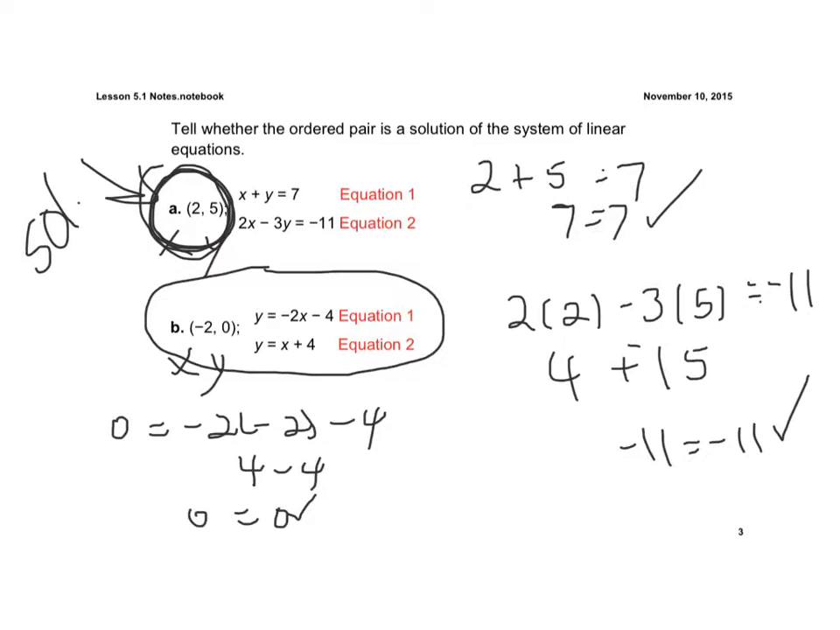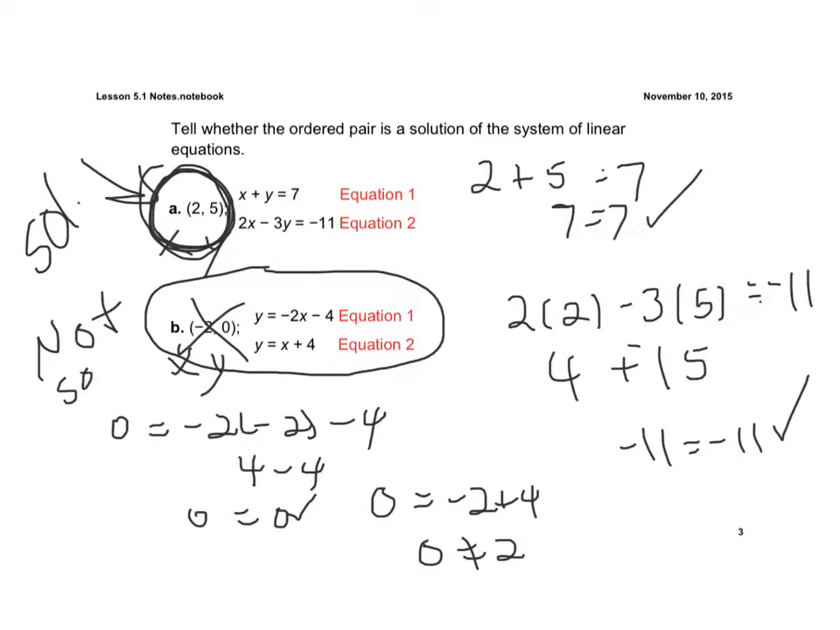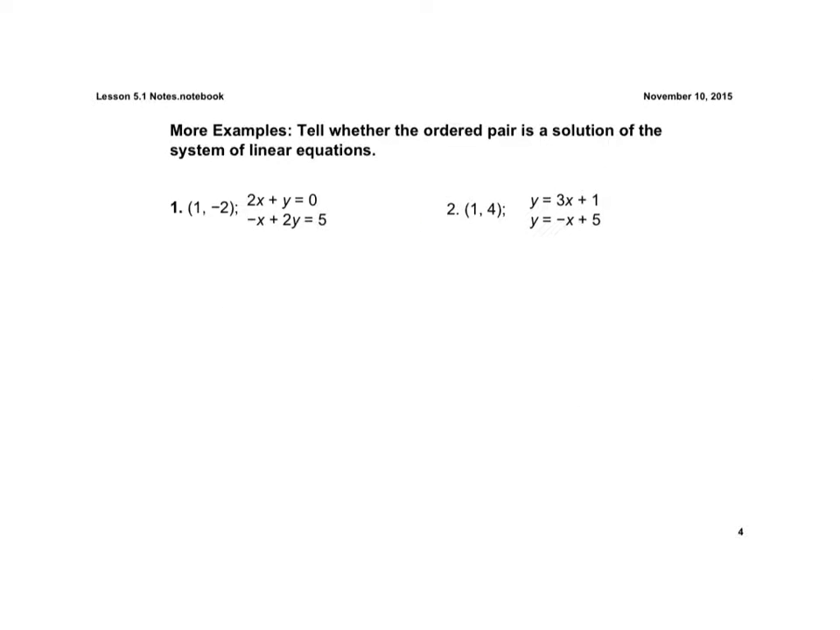Second equation, plug 0 in for y. Plug a negative 2 in for x plus 4. But a negative 2 plus 4 is 2. 2 does not equal 0. Since it does not make the second equation true, this is not a solution. It's not a solution. Okay, so a solution must make both equations true. So if you want to determine if it makes these equations true, go ahead and try it, and we'll determine if they do.